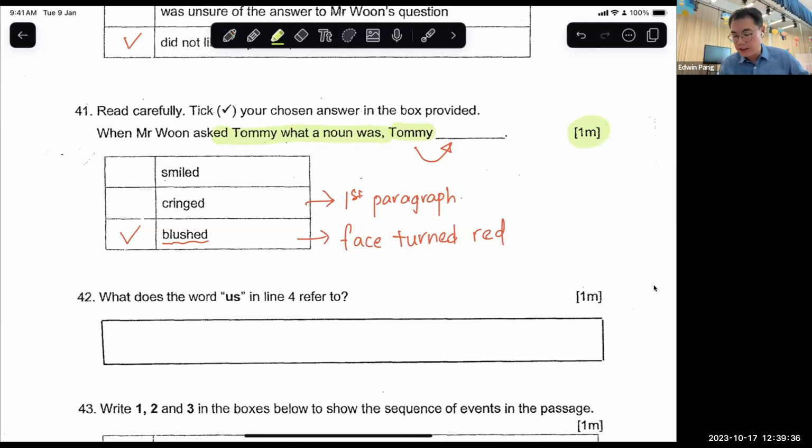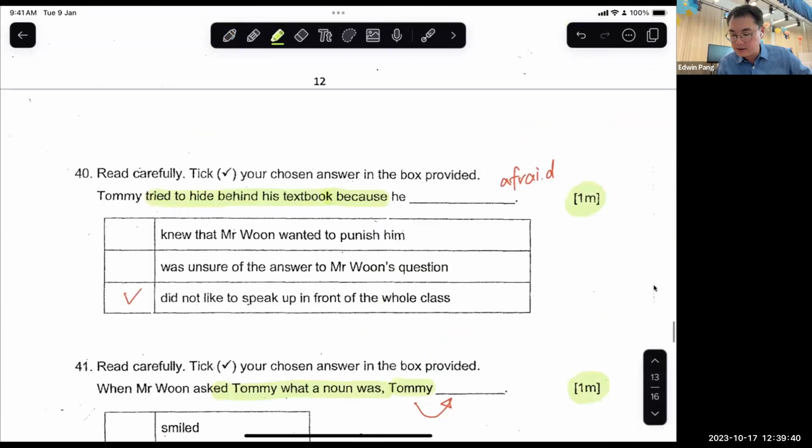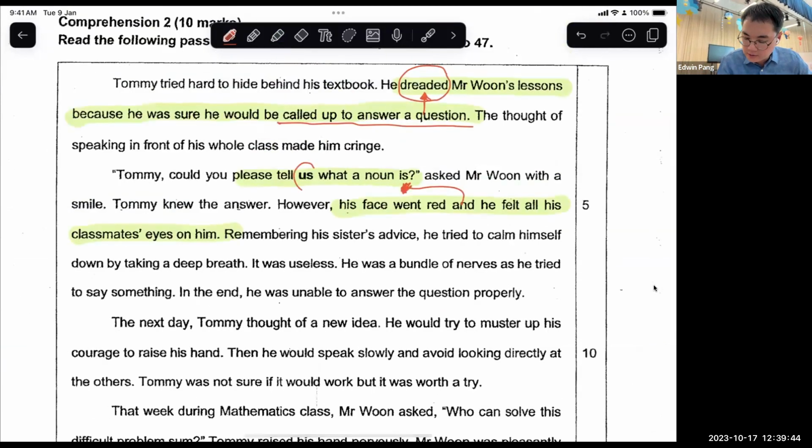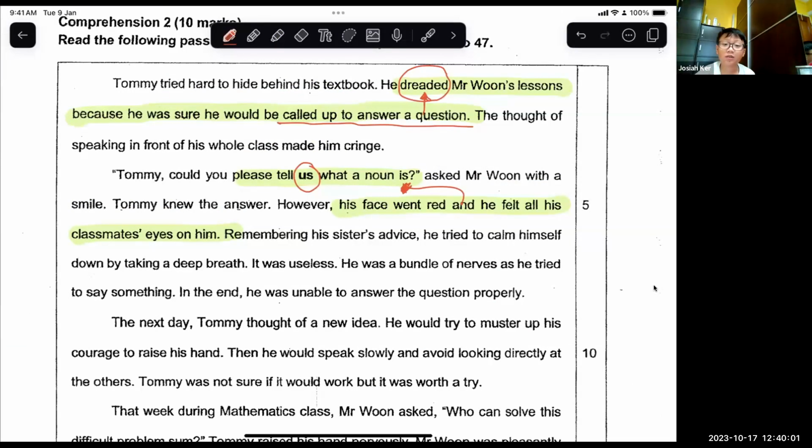Next question, what does the word us in line 4 refer to? So let's find us in line 4. Okay, here, line 4, us. So who is us? Us is two things actually. Okay, let's see if you all got the answer to this one correct. This is quite challenging. Josiah, you want to try? Go ahead, Josiah. Mr. Woon and the class. Very good.